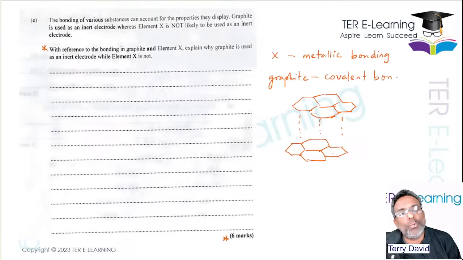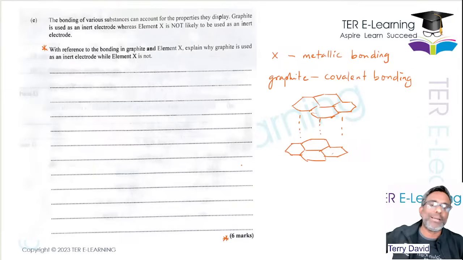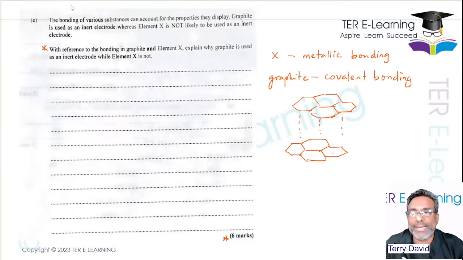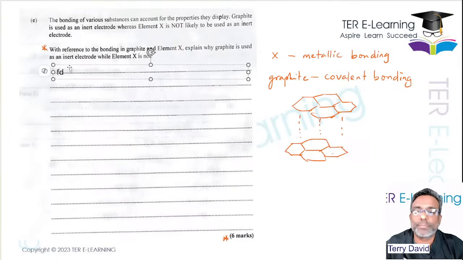So this is one of the questions here that could potentially cause some students to lose some marks, because it is 6 marks. So there's a lot you could potentially see here in order to get some marks. Let's start with the first one.